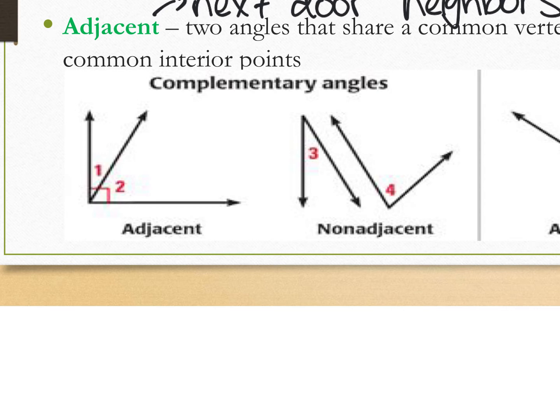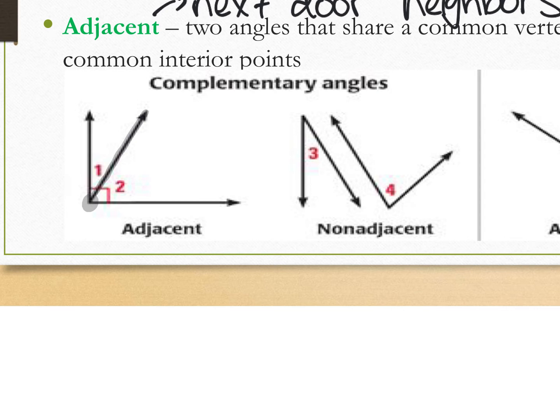Are these complementary? They can be, because could 3 and 4 add up to 90 degrees? Yes. So remember, adjacent has three criteria. They have to share a side. Do you guys agree that these 2 angles, 1 and 2, share this side? Let's highlight it so it's shared. The second thing, they have to share a vertex. Do they share a vertex? Yeah, they both stem from this point right here.